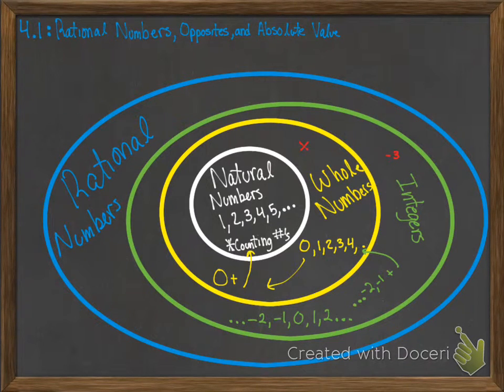But this is what we're talking about, okay? So you can have rational numbers, so all the natural numbers, all the whole numbers, all the integers are all types of rational numbers, but there are other rational numbers that aren't natural numbers or whole numbers or integers, okay? So let's look at what the definition of a rational number is.